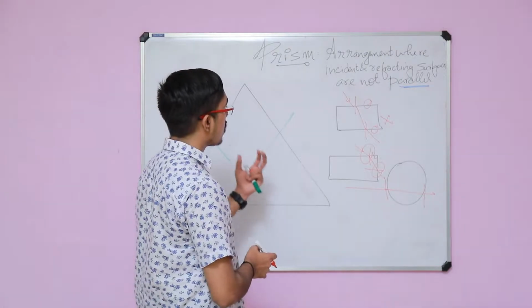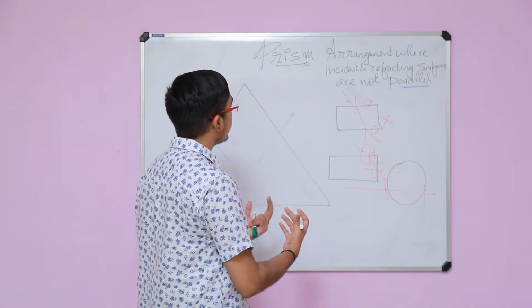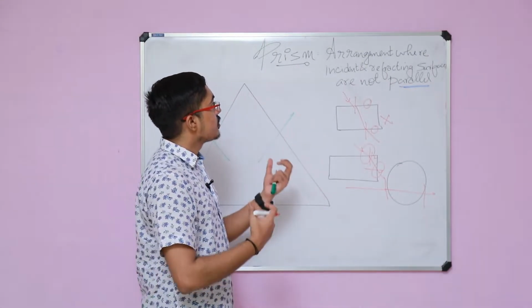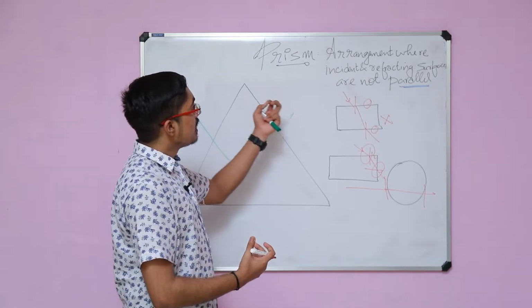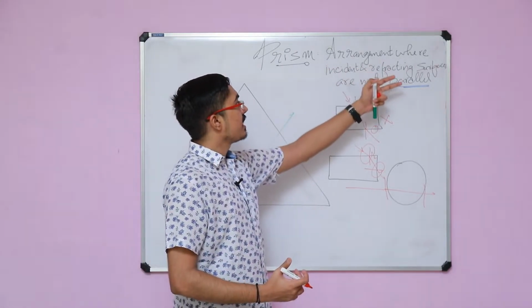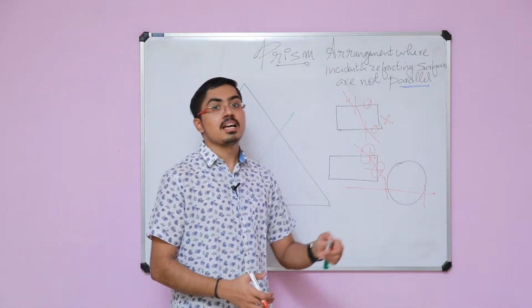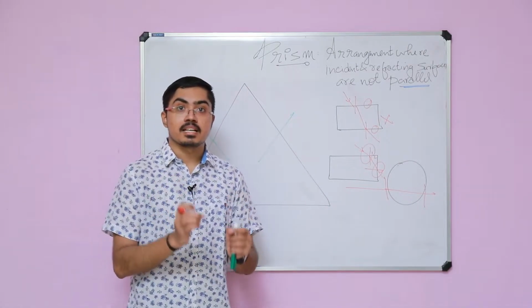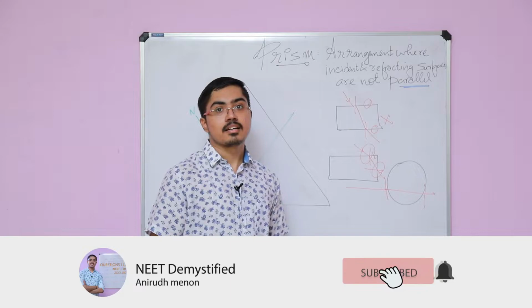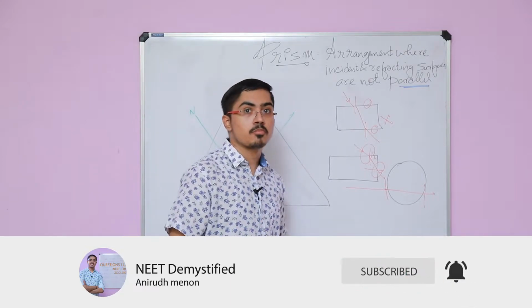So prism does not just mean that you need to have a structure or an instrument which is the actual prism. It is just an arrangement where the incident and refracting surfaces are not parallel but are at an angle to each other, right. So let's proceed to the deeper topics.